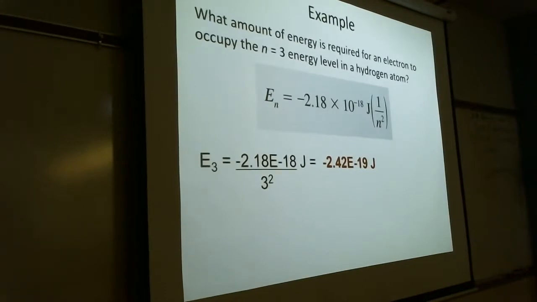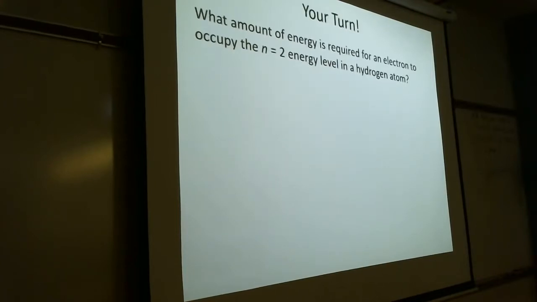So energy of the third energy level would be negative 2.42 times 10 to the negative 19th joules. We're just dividing by 9. Do we agree? I want to see how to do this. Like I said, the math's not hard. Why don't you try this one? How much energy is required to occupy n equals 2?